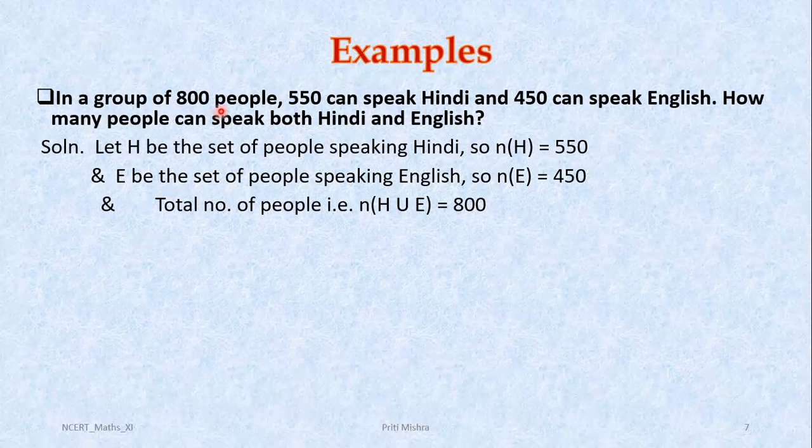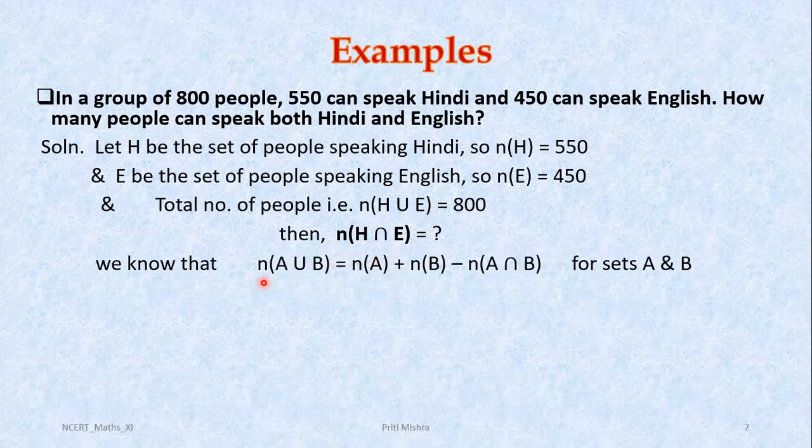In a group of 800 people, they are doing a survey regarding speaking Hindi and speaking English. So this is the total number, N of H union E equals 800. What we have to find out is N of H intersection E, because they are asking how many people can speak both Hindi and English. Both means the intersection of these two sets. As you know, the formula N of A union B is equal to N(A) plus N(B) minus N of A intersection B for sets A and B.